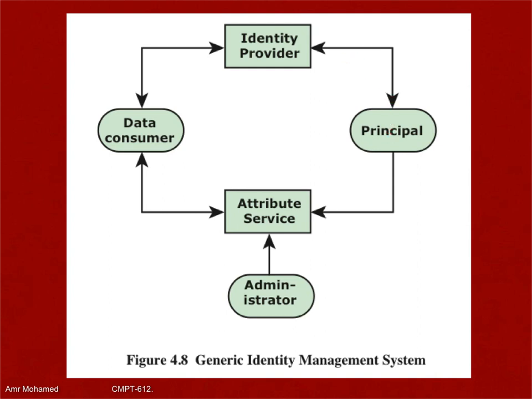So this user has some identity information which is managed by the identity provider, right? And he also has some attributes like role, like credit card information, things like that, which are handled by the administrator or can be manipulated by the administrator, and also managed by the data consumer. So these together constitute the identity management system. And we talked about the concept of identity federation, right?